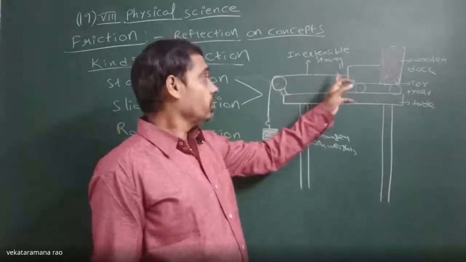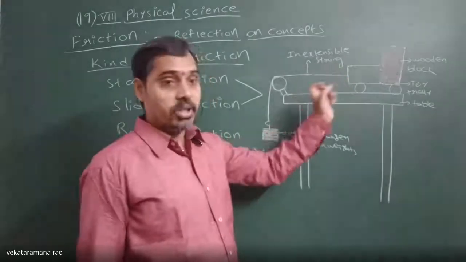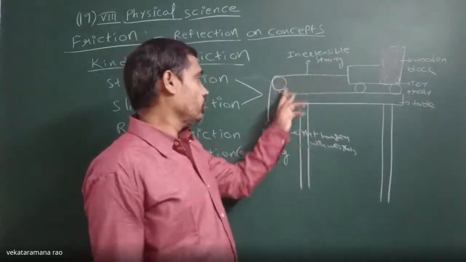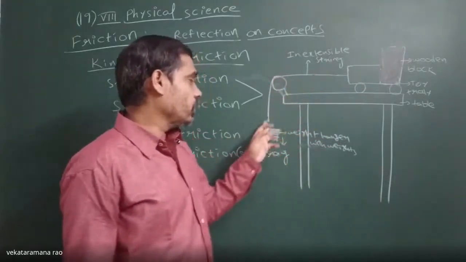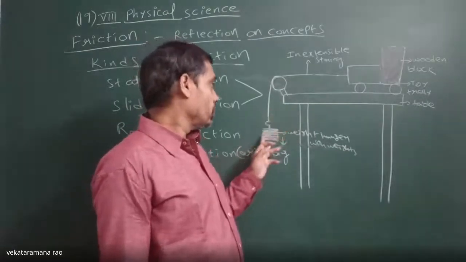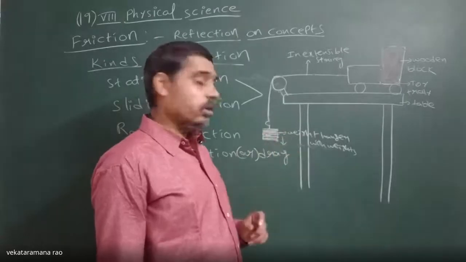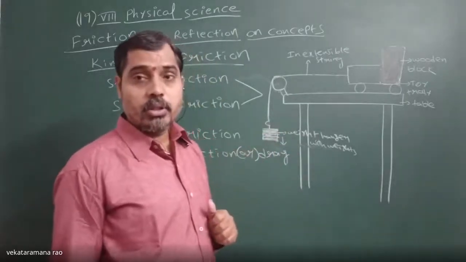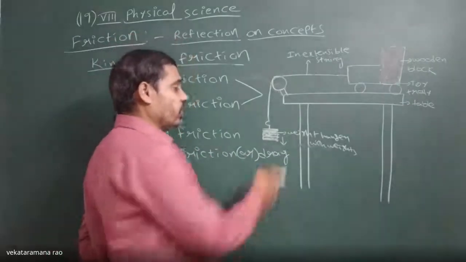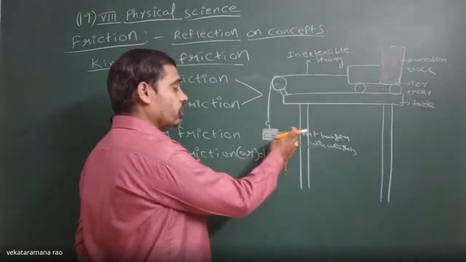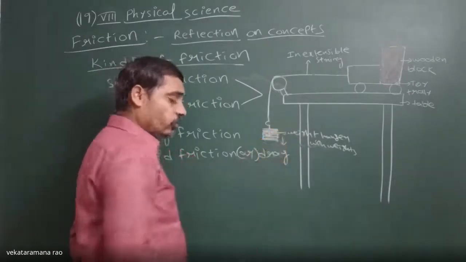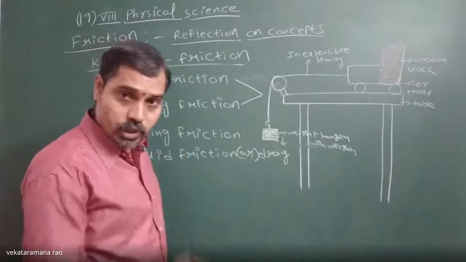inextensible string. That means it won't be stretchable, and that will be passed over a pulley, and the other end of the string is fixed to one weight hanger. Then this weight hanger is going to apply force vertically downwards. Its weight is going to pull it downwards.